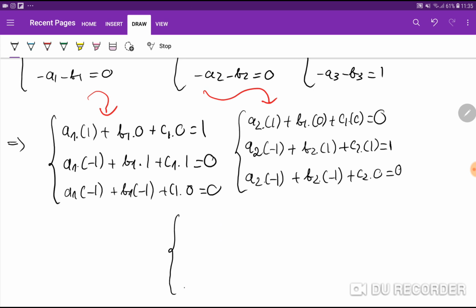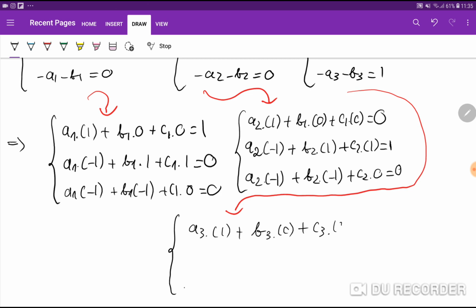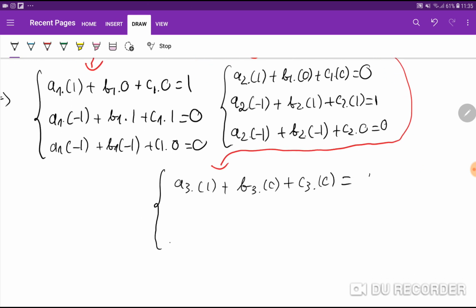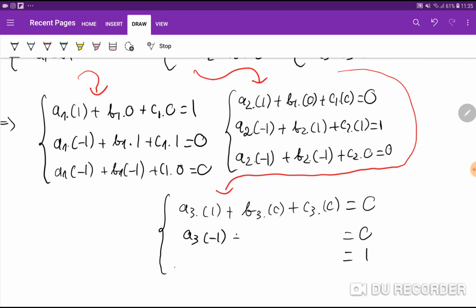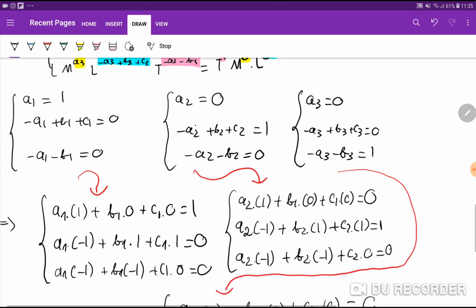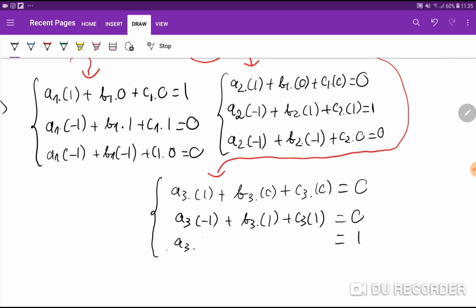Similarly, just replace it with A3. A3 times 1 plus B3 times 0 plus C3 times 0 is 0. A3 times negative 1 plus B3 times 1 plus C3 times 1 is 0. A3 times negative 1 plus B3 times negative 1 plus C3 times 0 is 1.